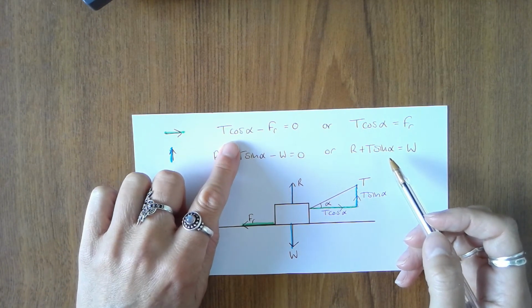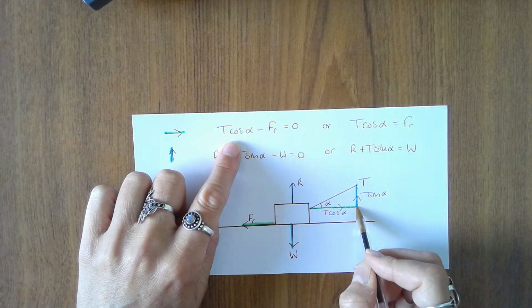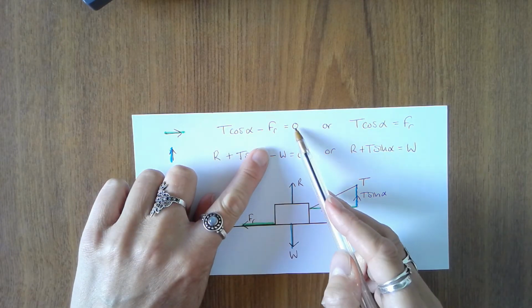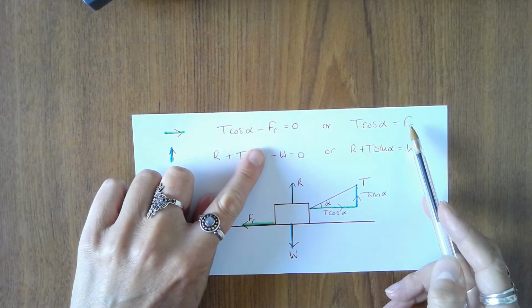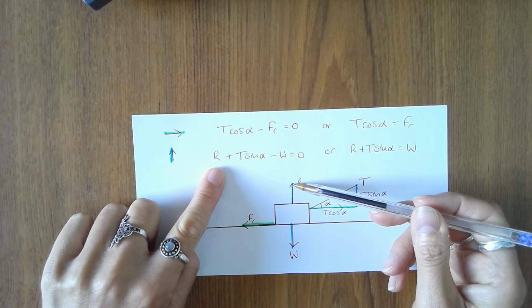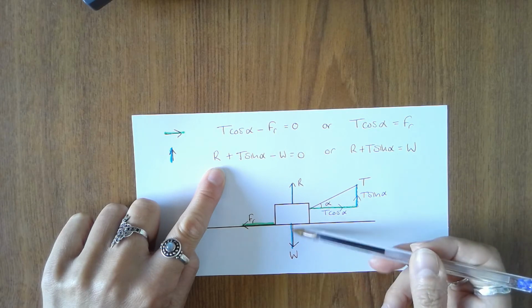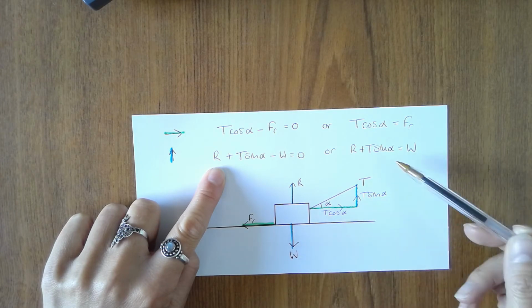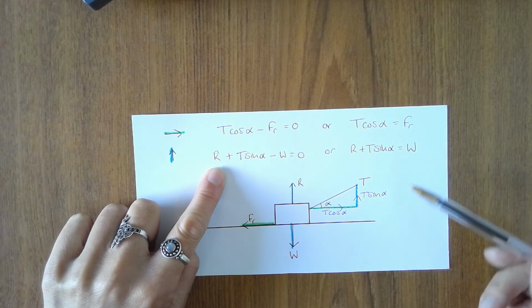So looking at the horizontal direction, T cos alpha in one direction minus friction in the other gives 0. So I can just write that as T cos alpha equals friction. And in the vertical direction, reaction plus T sine alpha minus W equals 0, and I can balance those forces like that instead as well.